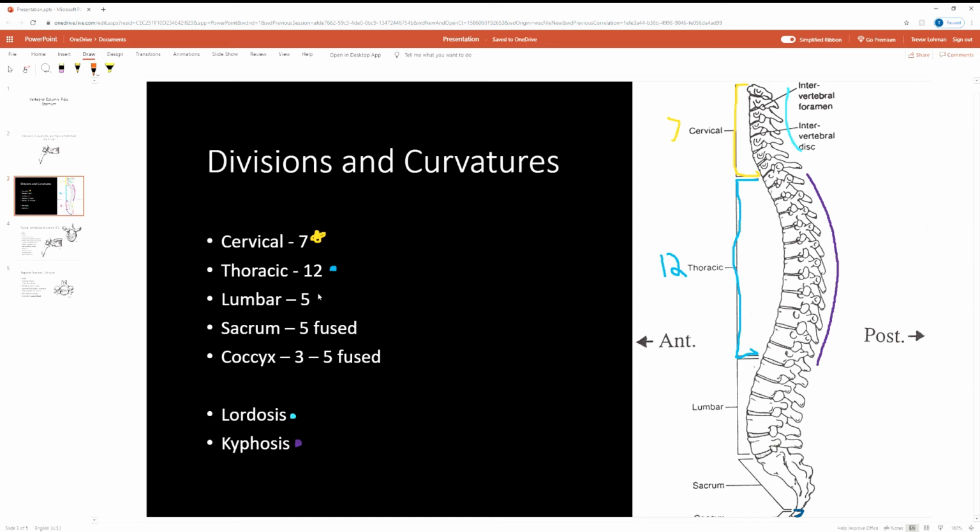And then below the thoracic vertebrae, we have 5 lumbar vertebrae. These are our biggest vertebrae because they support the most weight. They're the lowest of the 3 regions.